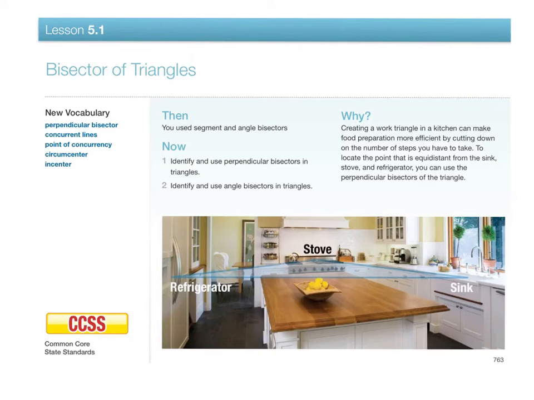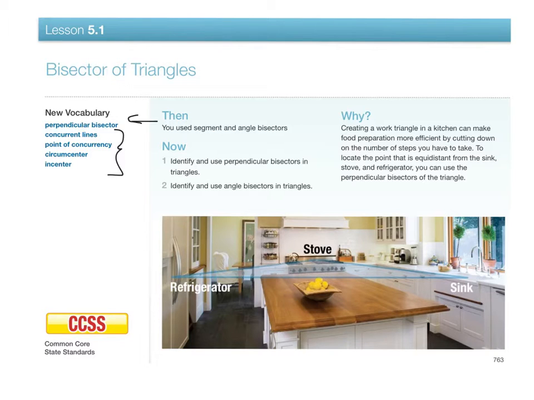Okay, chapter 5, bisectors of triangles. We did a perpendicular bisector when we did the construction the other week, but now we've got four new vocabularies that we're going to use today. Concurrent lines. A concurrent line is where three or more lines meet. And where they do meet is called the point of concurrency.